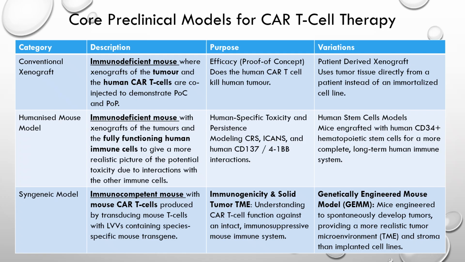It gives you information on human-specific toxicity. It gives you information on persistence, both of which are important parameters that need to be measured in humans actually. And cytokine release syndrome and ICANS are specific adverse reactions from these types of drugs. Now, the next one is syngeneic models. So these are immunocompetent mice, where we have a specific analog of the drug. So you have these mouse CAR T cells that have been transduced with lentiviral vectors containing a specific mouse transgene.